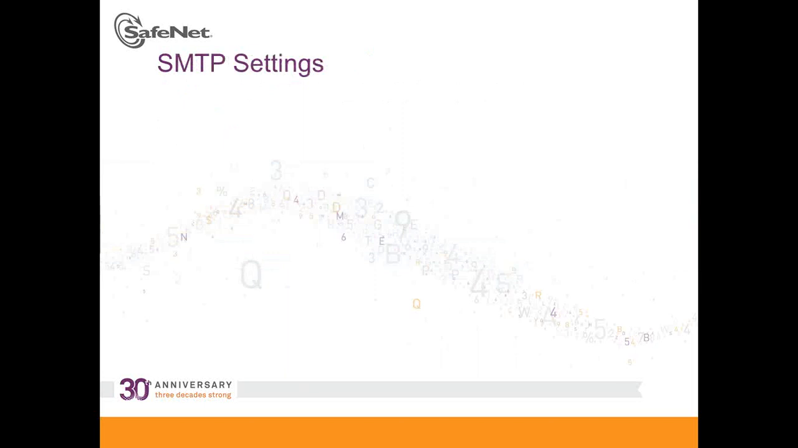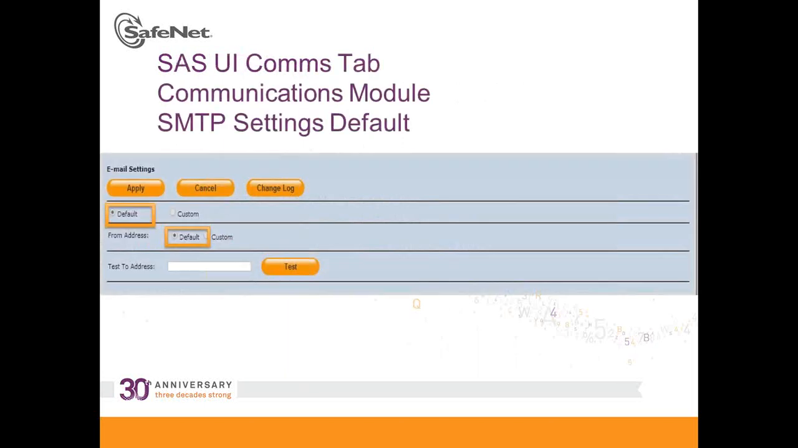We talk about the SMTP settings. On the Communications tab, we have some settings. Again, like we have for SMS, we have the ability for customers to use the SAS SMTP gateway, or they can use their own custom gateway. We also have the ability for customers to use our SMTP gateway, however, have the from address customizable.